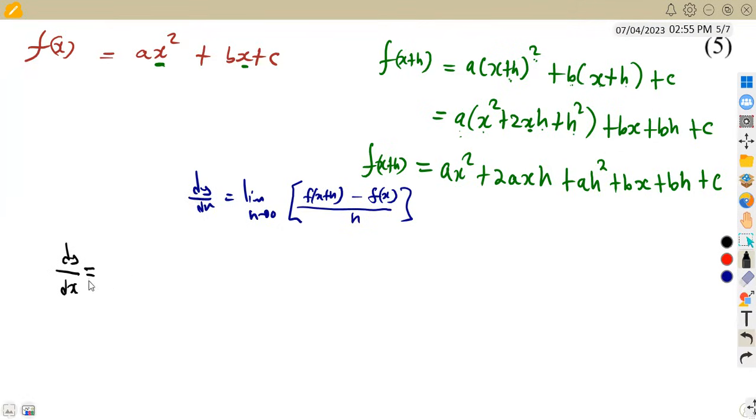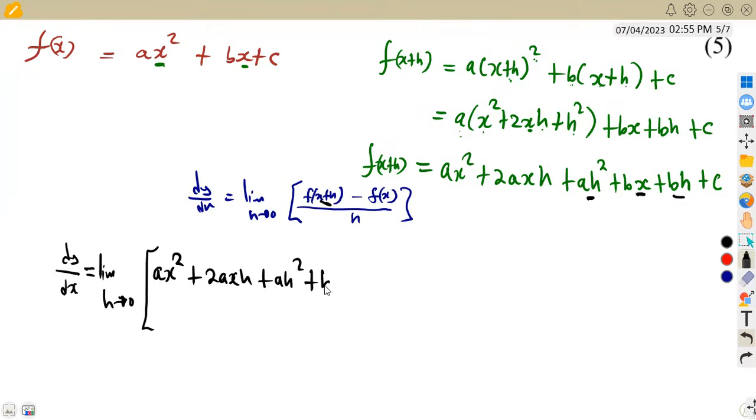So we are going to have the limit as h is approaching to 0 here of, then let us substitute f of x plus h. This is our f of x plus h, as it is, you write as it is. That is ax squared plus 2axh plus ah squared, bx, everything as it is. So this is going to be plus bx plus bh plus c.